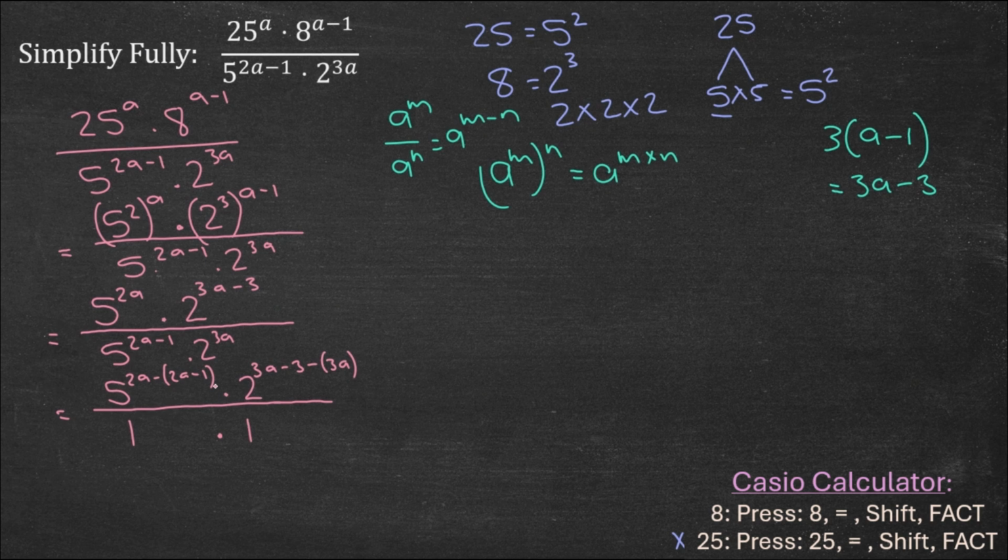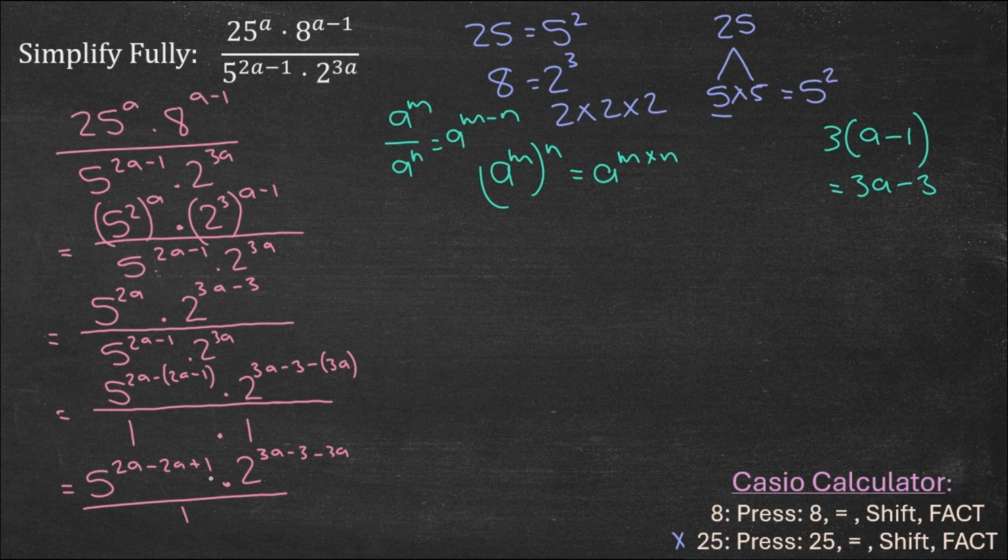Let's remove these brackets by distributing the negative sign into the brackets. So I'm going to write 5 to the power of 2a, and then negative times positive gives us negative 2a. Negative times a negative gives us a positive. Multiplied by, I keep my base, and now let's distribute again, 3a minus 3, and then negative times positive is negative 3a. I'm just going to write it over 1. 1 times 1 gives me 1.